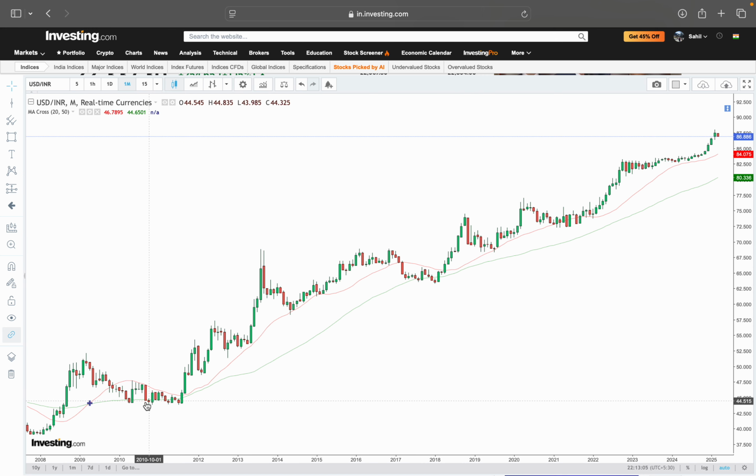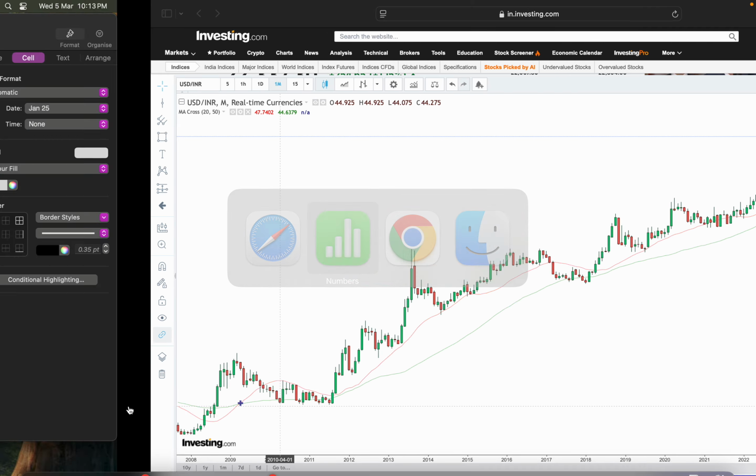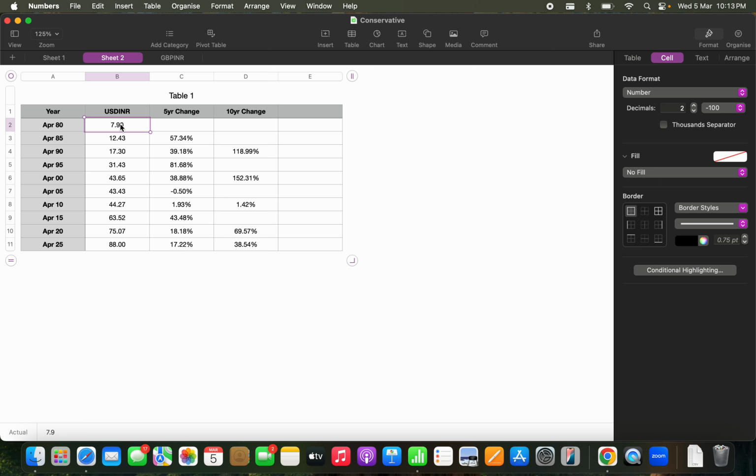The chart here shows information from 2010, but it can show earlier, and in the Excel sheet I have created the USD INR exchange rates for April of each 5-year interval. I have chosen the first decade after the 1972 Bretton Woods Agreement, at which point the Indian rupee was close to 5 or 6 rupees to a dollar. So here we will see that in April 1980 the rupee was 7.9 to the dollar. In April 85 it was 12.43.